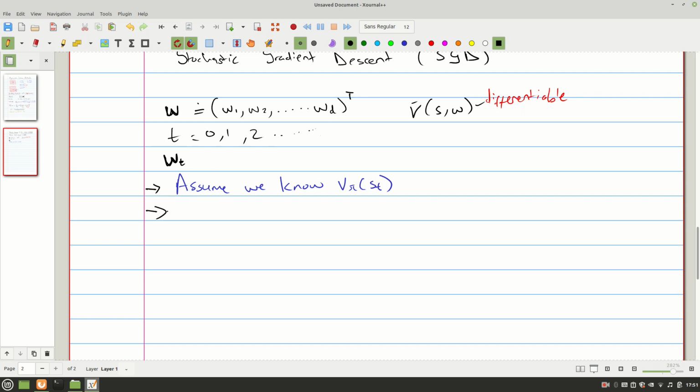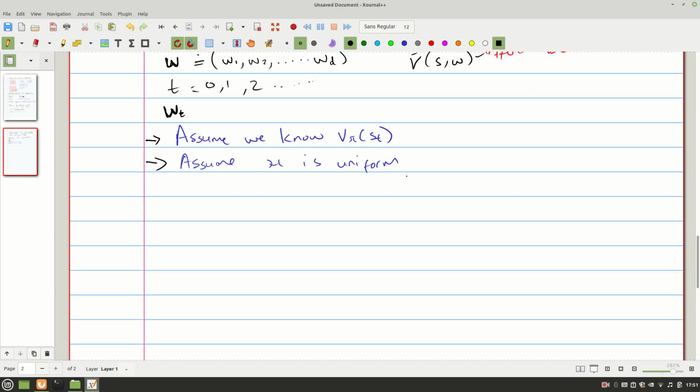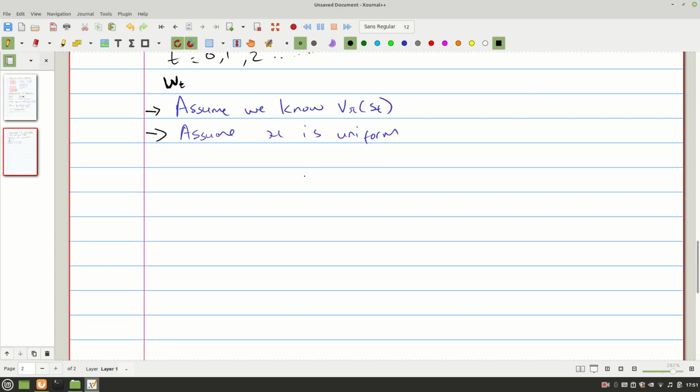And another assumption we'll make is that we'll assume this mu is uniform across all the states, right? So that right now we don't want to deal with which states are going to be more important, since we're just going to make this more general. So what stochastic gradient descent does, right? It tries to adjust the weights. It tries to adjust w, right? By a small amount.